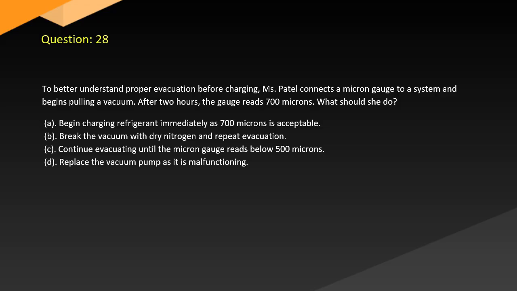A. Begin charging refrigerant immediately as 700 microns is acceptable. B. Break the vacuum with dry nitrogen and repeat evacuation. C. Continue evacuating until the micron gauge reads below 500 microns. D. Replace the vacuum pump as it is malfunctioning.